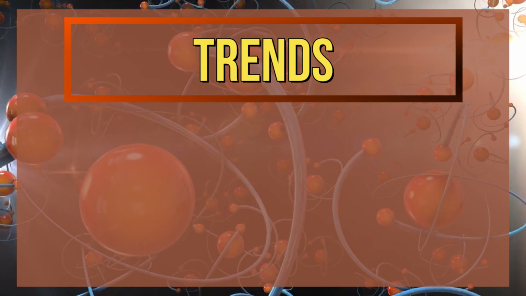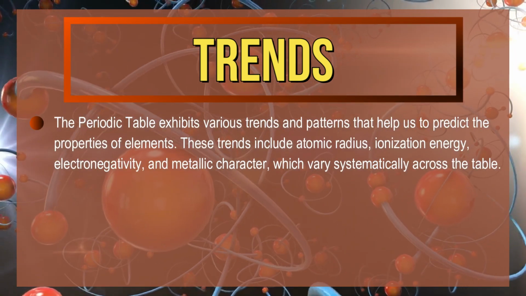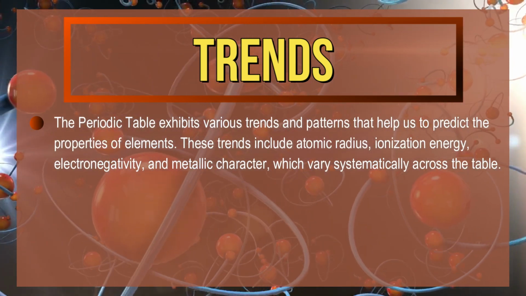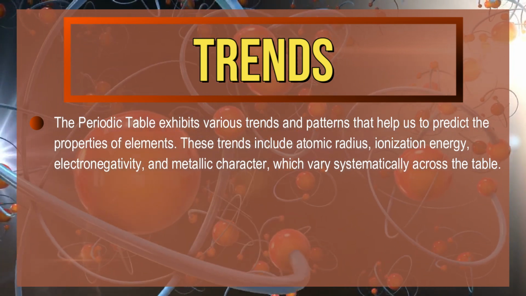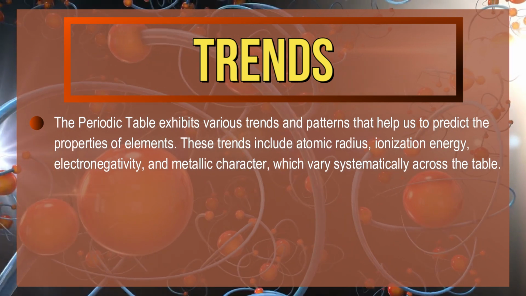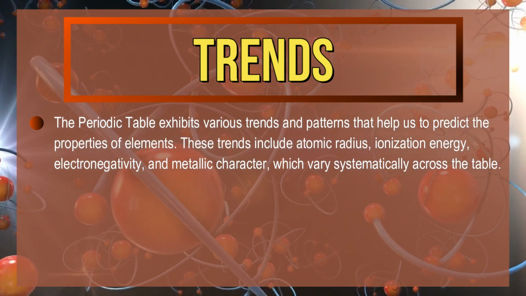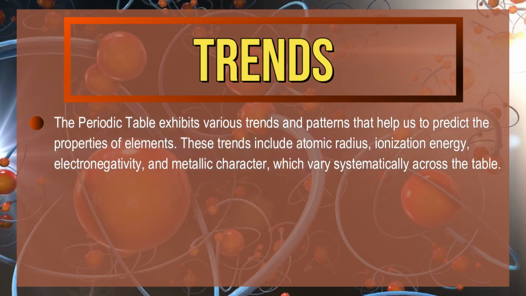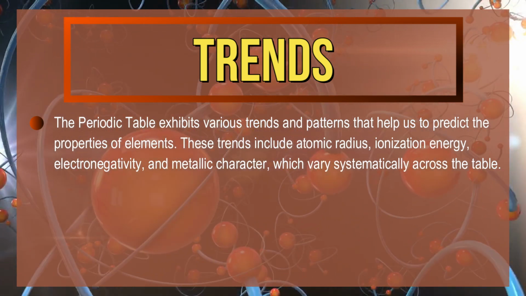Trends in the periodic table. The periodic table exhibits various trends and patterns that help us to predict the properties of elements. These trends include atomic radius, ionization energy, electronegativity, and metallic character, which vary systematically across the table.